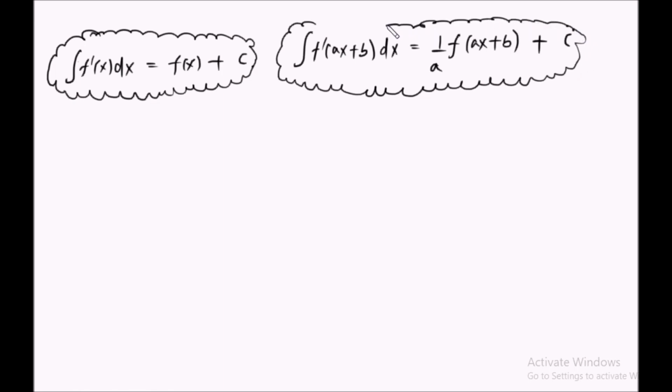Okay, so when you compare these two equations or two standard forms, you can see they are just the same, okay? Except for this 1 over a, okay? That's all. So when I replace x with ax plus b, it's just the same except for what? 1 over a. So let me show you.